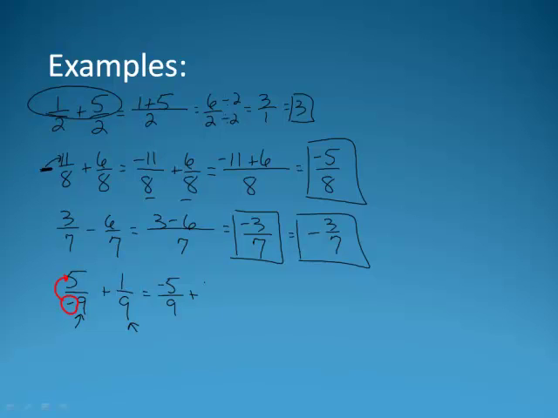But the reason that that's an advantage to us is now we have a common denominator. We have positive 9 in both fractions, so we can now simply add our numerators, negative 5 plus 1. Negative 5 plus 1 is negative 4 over 9. That can't be reduced, and so that is our final answer in that example.